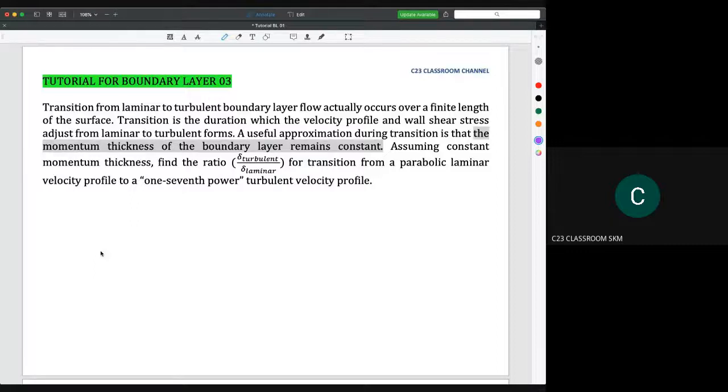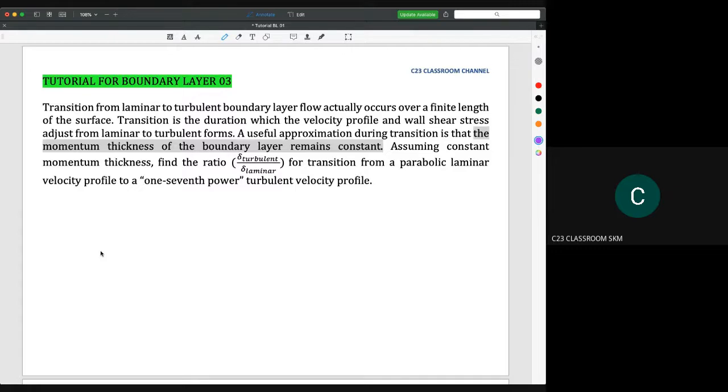Now we go for tutorial for boundary layer. Number 3 here. Transition from laminar to turbulent boundary layer flow actually occurs over a finite length of the surface. Transition is the duration which the velocity profile and wall shear stress adjust from laminar to turbulent forms.